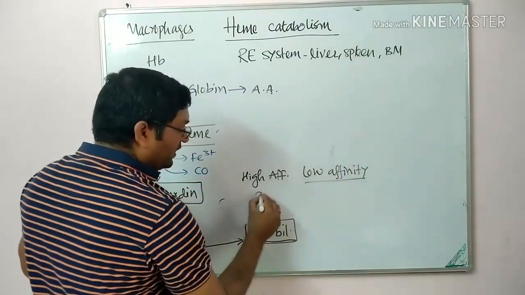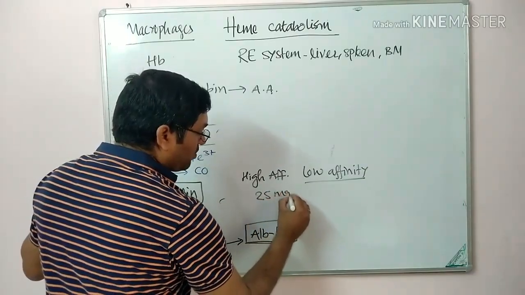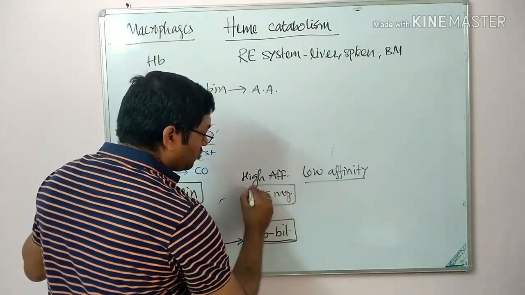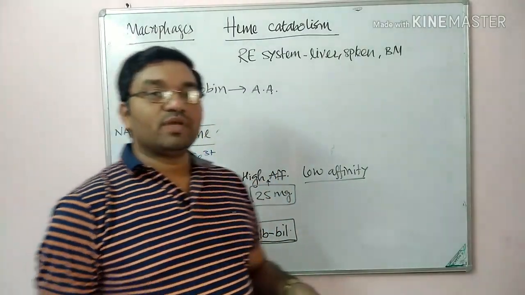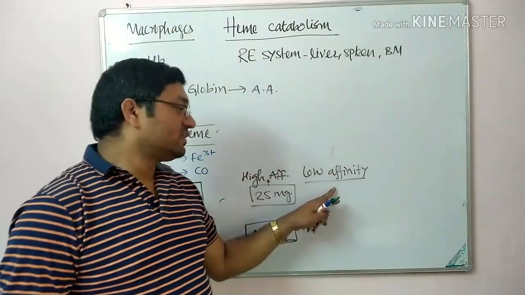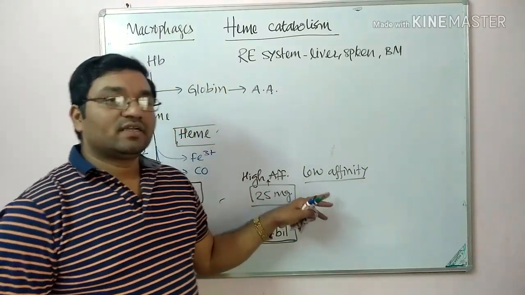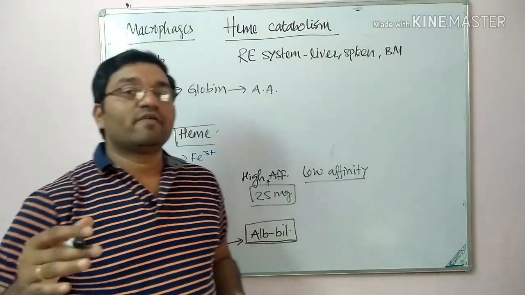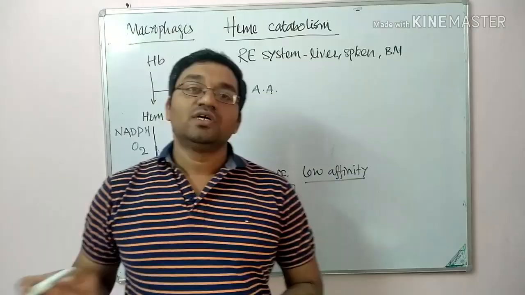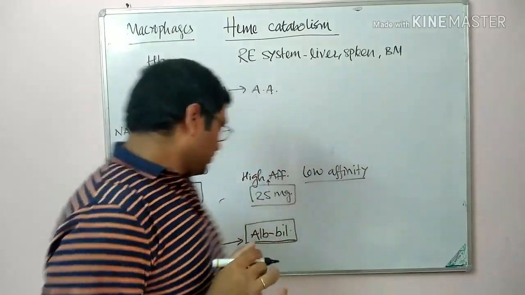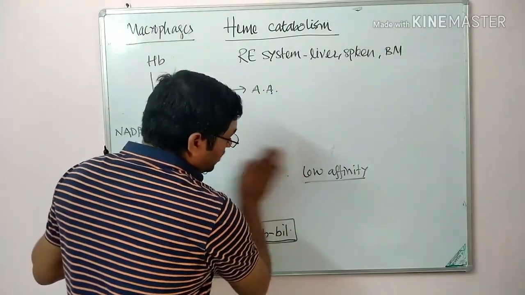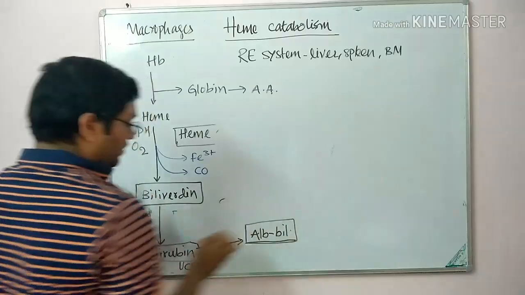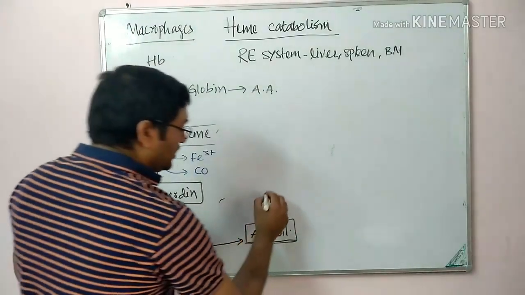Near about 25 milligram of bilirubin gets bound to the high affinity site and the remaining bilirubin gets attached to the low affinity site, and it is easily detached from that low affinity site and diffuses into the tissue in pathological conditions. So the albumin bound bilirubin gets transported to the liver.